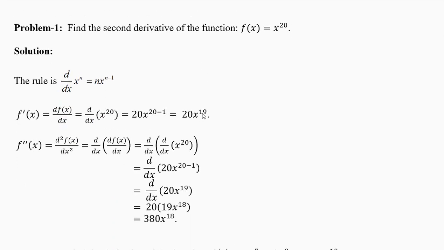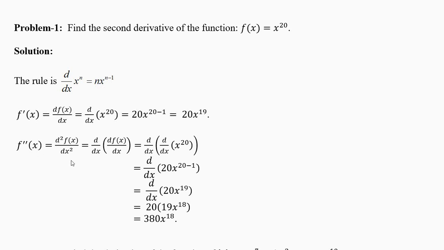Now the first example, the first problem is problem number 1. Find the derivative of the function f of x equal to x power 20. n equal to 20. Which rule are you going to use? The derivative of x power n is n into x power n minus 1. 20 into x power 20 minus 1, you get 20 into x power 19. This is the first derivative.